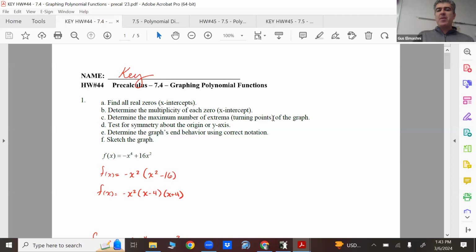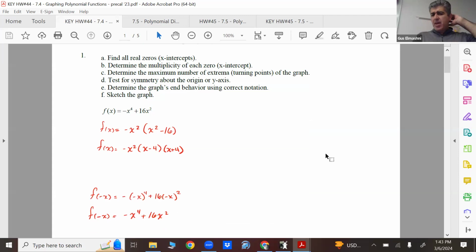And then sketch the graph. When I sketch the graph, I usually like to do a sign chart to see whether the graph should be above or below the x-axis at various places. But of course, you have bounces and crosses at different x-intercepts. Or you can make a table, that helps.